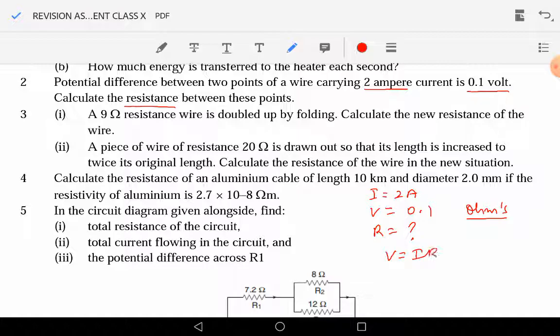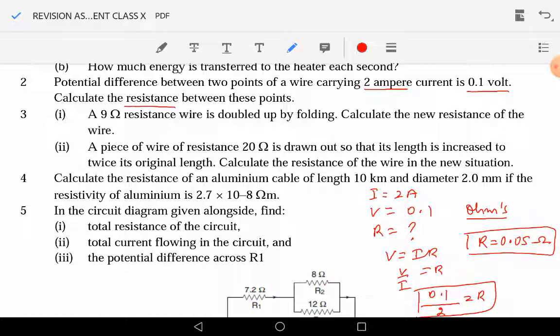V is equal to IR, so R is equal to V upon I. V is 0.1 and I is 2, and when we solve this, we will get the final answer, that is R is equal to 0.05 ohm, right? So this is how we will do question number 2. I hope it is also clear to everybody.